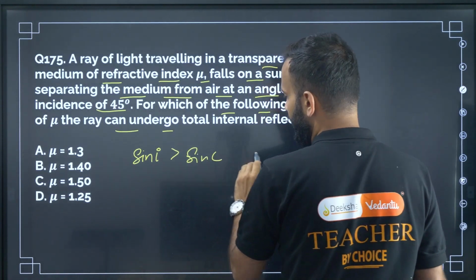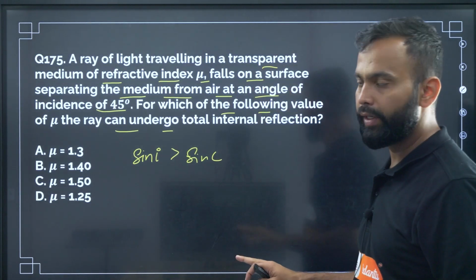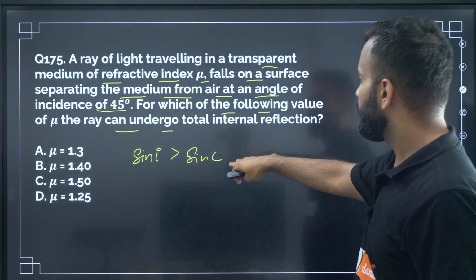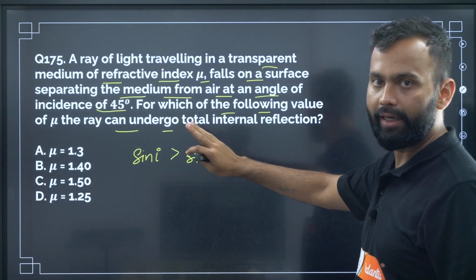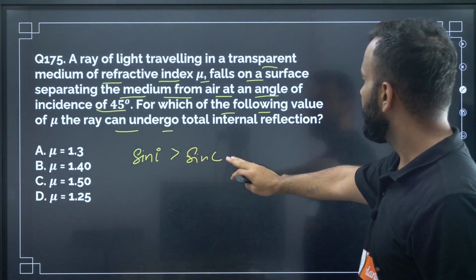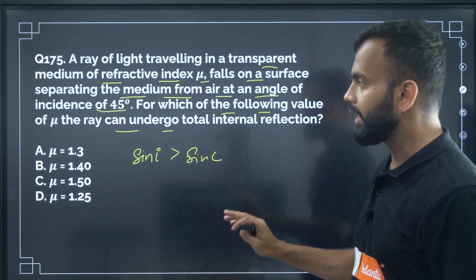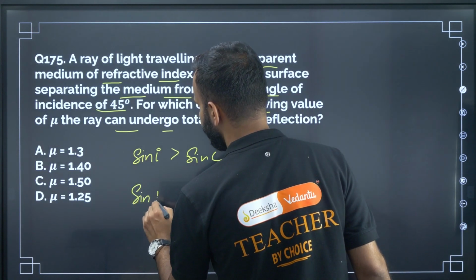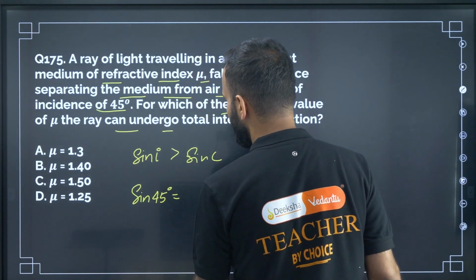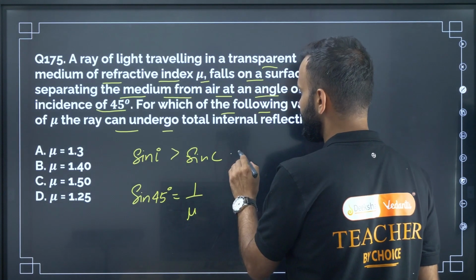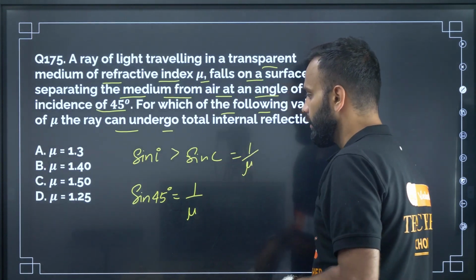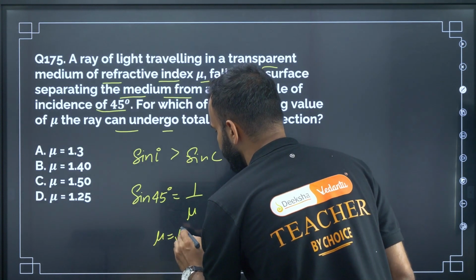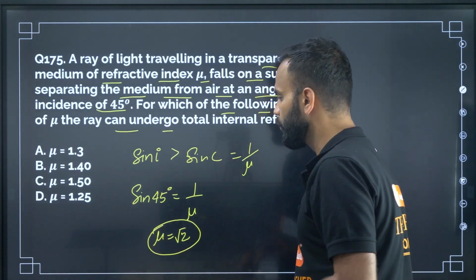Let us find this value of sin C, and from it the value of mu. Here C is the critical angle. So let us find the value of mu using sin C. C is the critical angle, that is 45 degree. So sin 45 degree is equal to 1 divided by mu. We know that sin C is equal to 1 divided by mu, right? So sin 45 degree is 1 by mu. So mu equal to root 2.